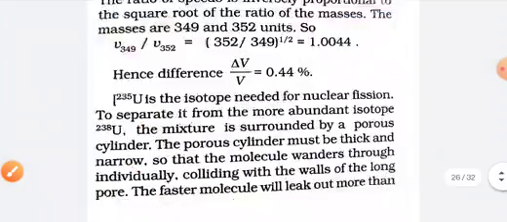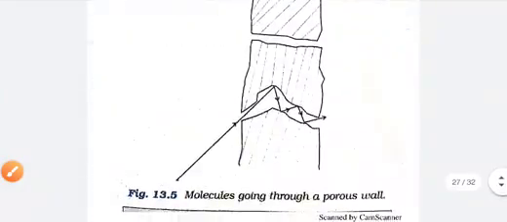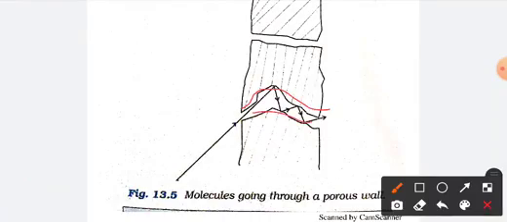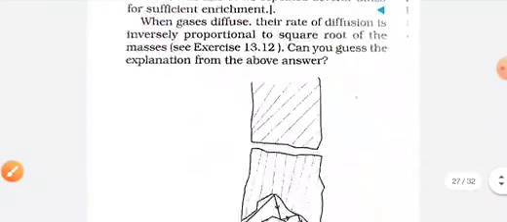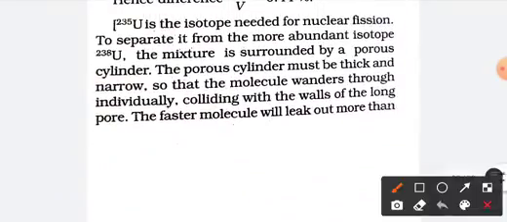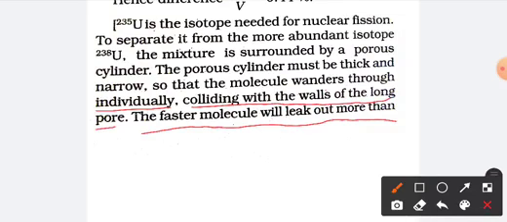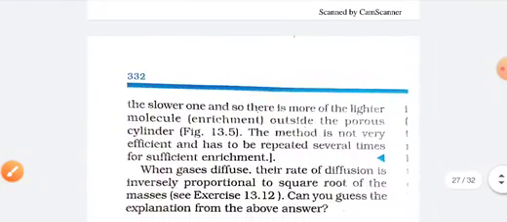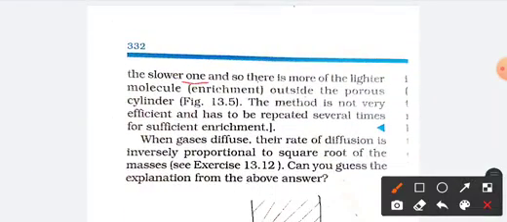Okay, so what will happen, we will create a narrow path in the cylinder, and this cylinder is porous. So the porous cylinder must be thick and narrow so that the molecules wander through individually, colliding with the walls of the long pore. The molecules will collide with the pores, so the faster molecule will leak out more than the slower one, and so there is more enrichment of the lighter molecules outside the porous cylinder.